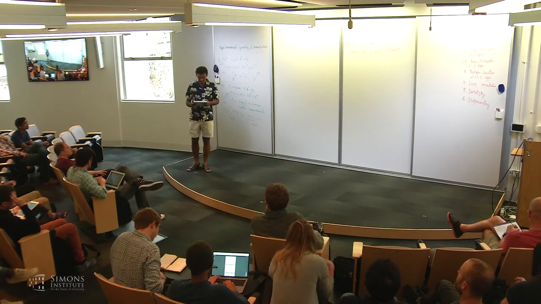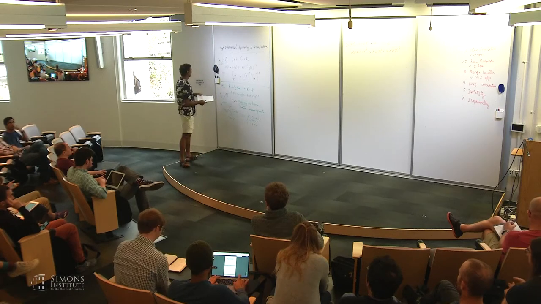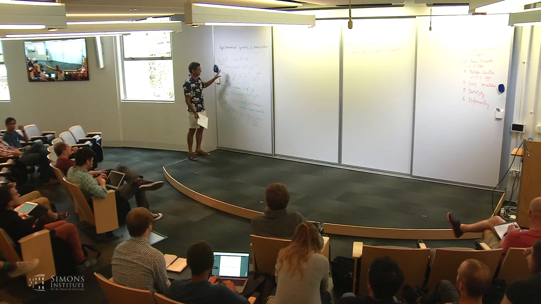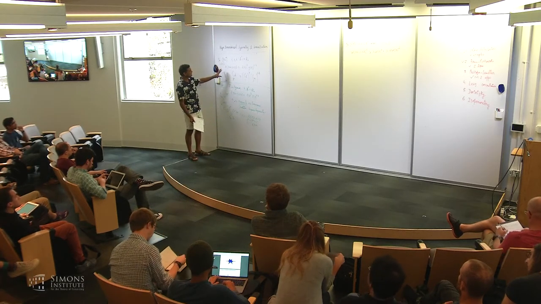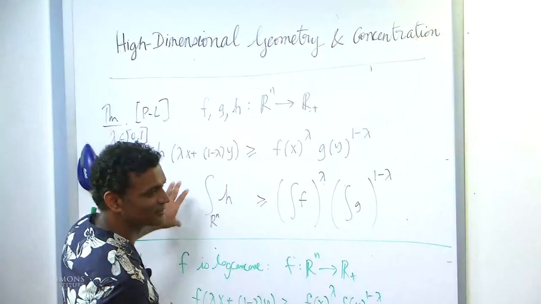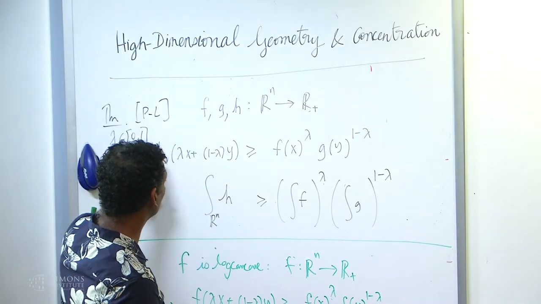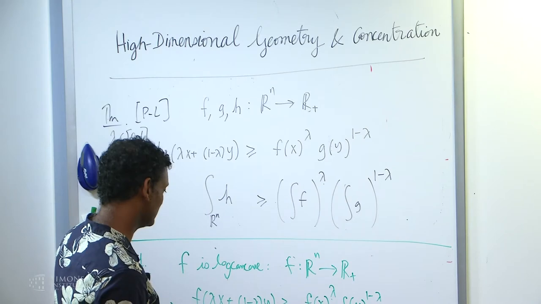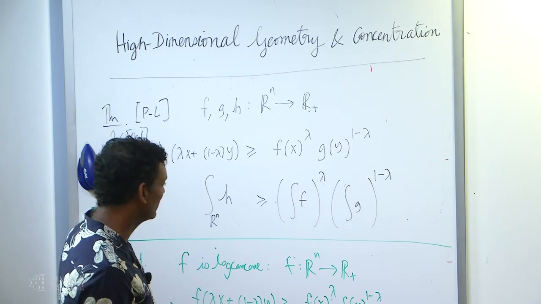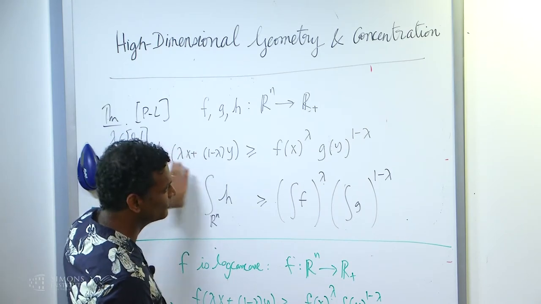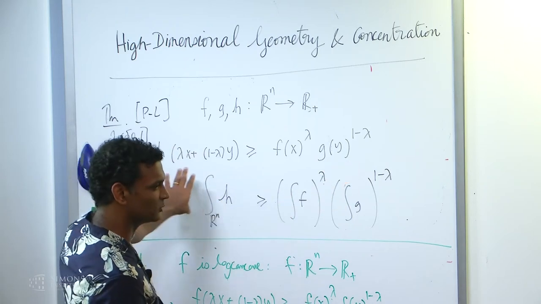Just to remind you, we're at the point where we've defined this functional extension of Brunn-Minkowski, saw that it's powerful, and we'll prove it now. And the proof will use the Brunn-Minkowski inequality, which is why I left it there.